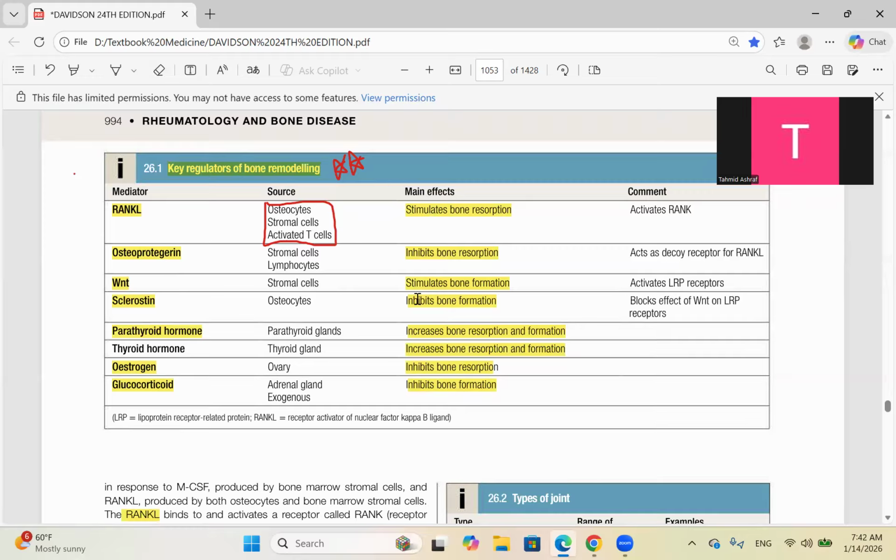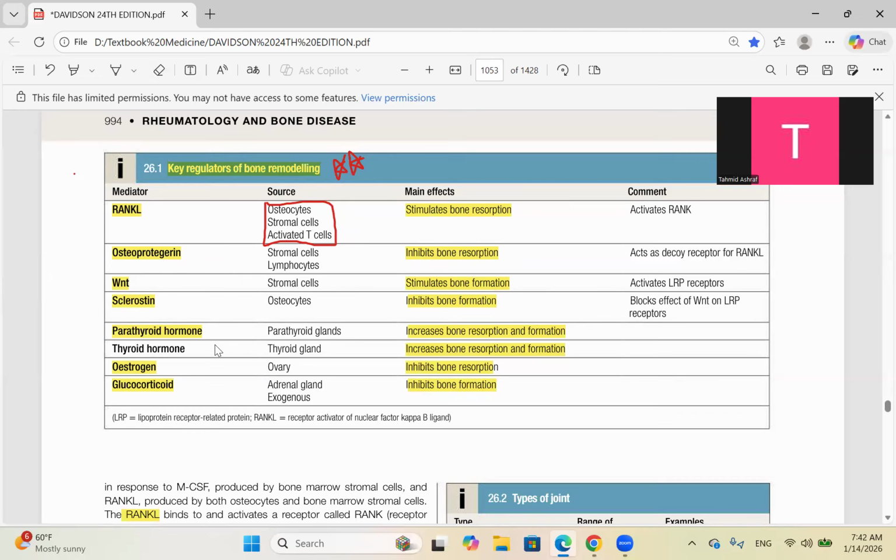So it inhibits bone resorption. WNT stimulates bone formation, also produced by bone marrow stromal cells. Sclerostin inhibits bone formation. Sclerostin is produced by osteocytes.